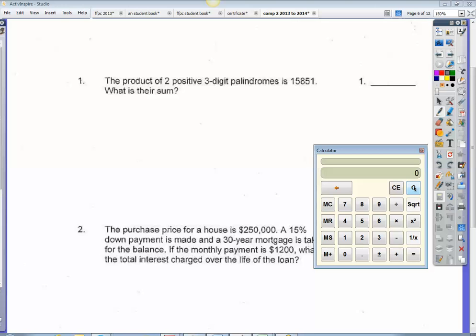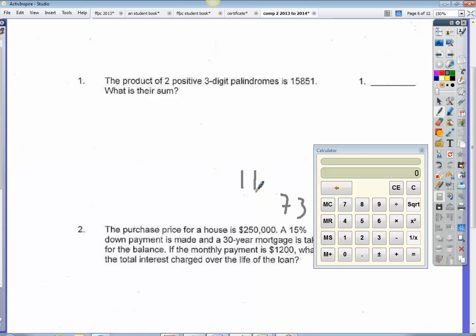So 15851, so with a 1 at the end. So how can I get a 1 at the end? So what times what is 1? So 1 times 1 is 1, so the last number could be a 1. 21, so it could be 7 and 3, 1 and 1. 7 times 3 is 21, I guess it's a 1. And then we could also have 9 times 9.